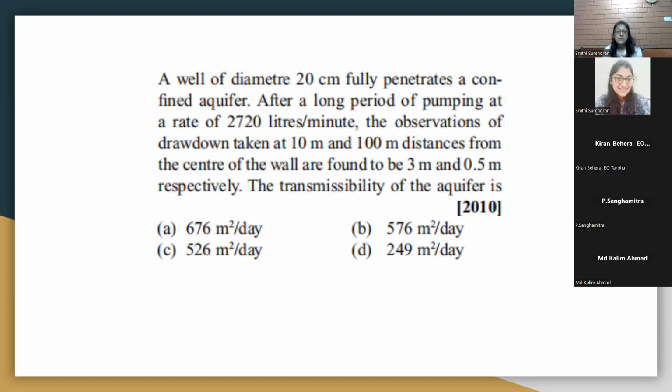So here we have the value of the diameter of the well. We have the pumping rate Q. We have R1, R2. We have S1, S2, the drawdown at R1 and R2. You're supposed to find the transmissibility of the aquifer. Transmissibility of the aquifer, T is equal to K into b. So if you substitute in the earlier formula that we had discussed, that itself will give us the answer.